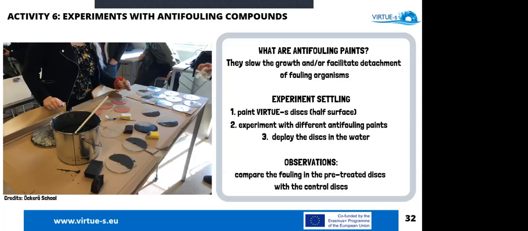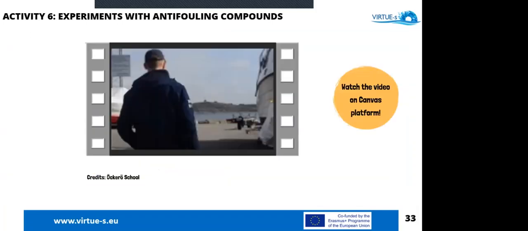Or you can also decide to deploy 2 racks at the same location, one entirely painted with antifouling paint and the other without this pretreatment. So the normal one will be used as a control disc to compare between the 2 racks the growth, or the biomass, or the percentage cover of the species community.